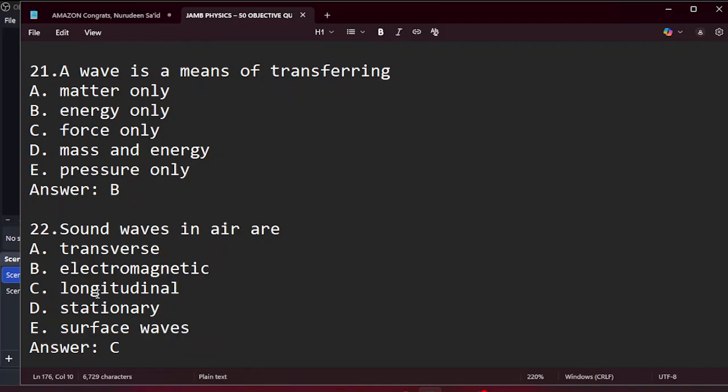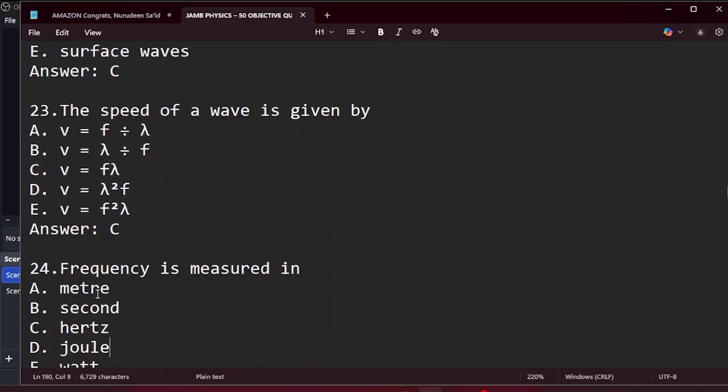Question number 22. Sound waves in air are A. Transverse. B. Electromagnetic. C. Longitudinal. D. Stationary. E. Surface waves. The answer is C, which is longitudinal.